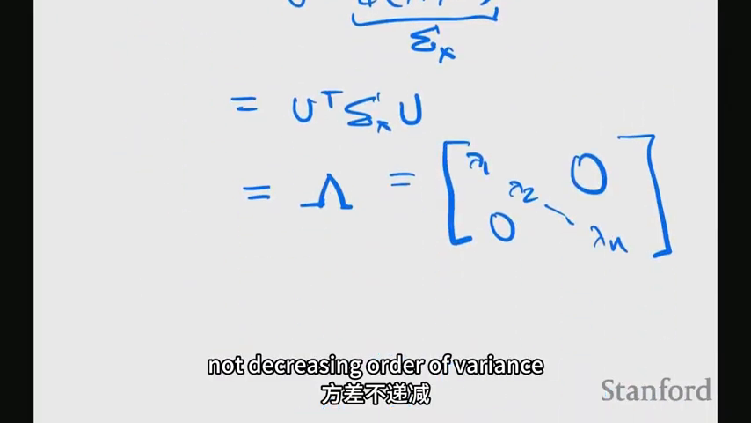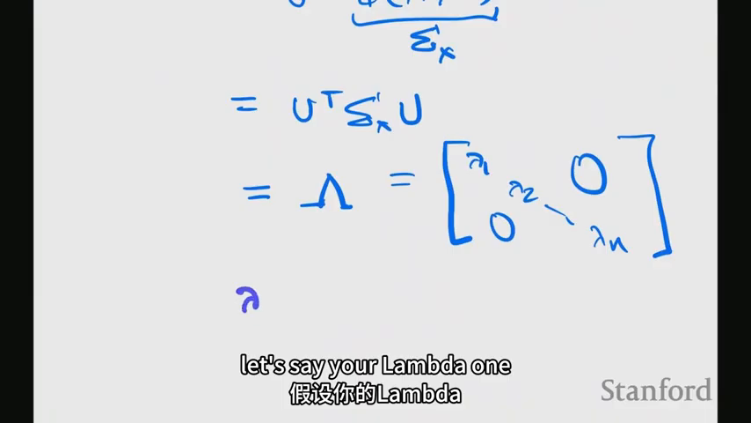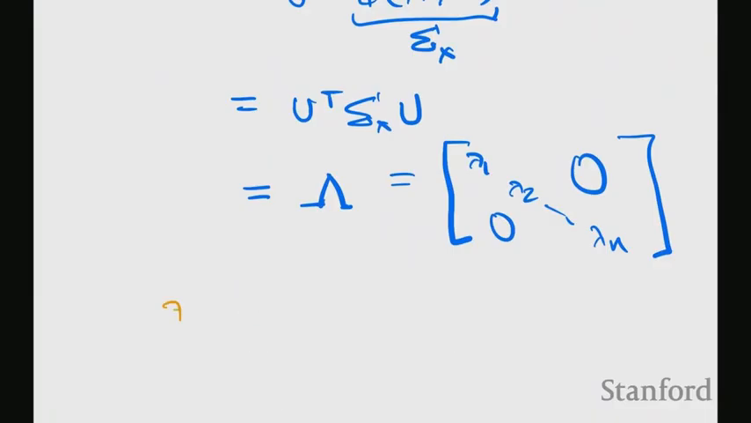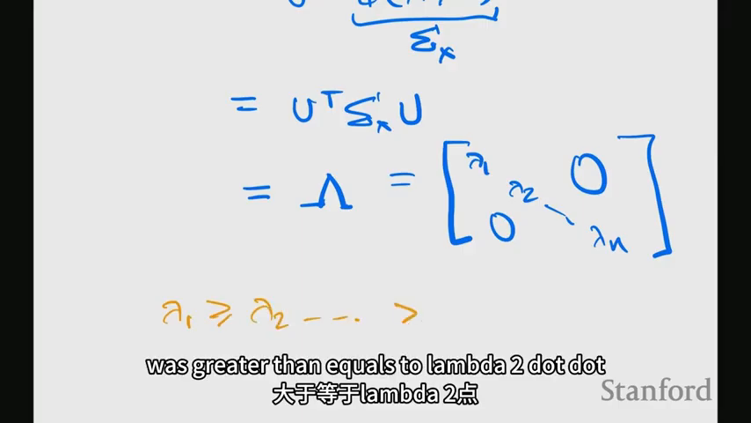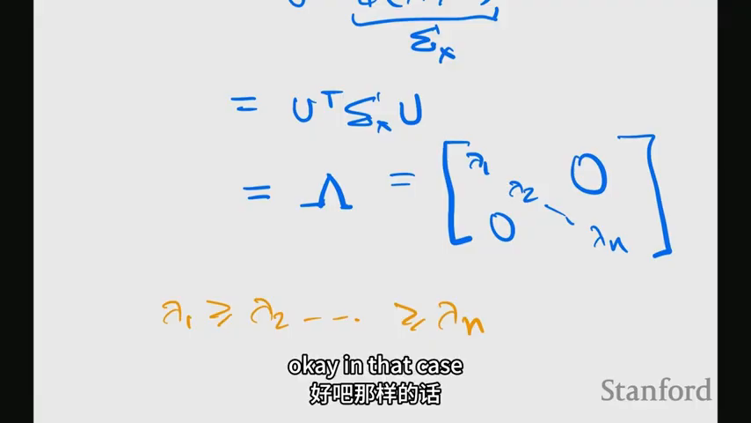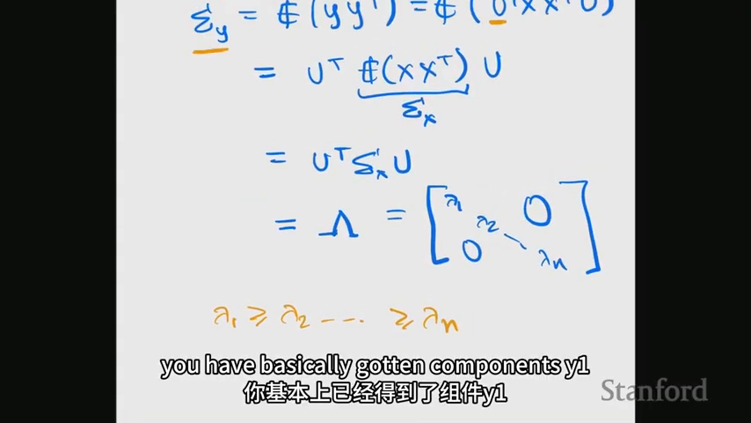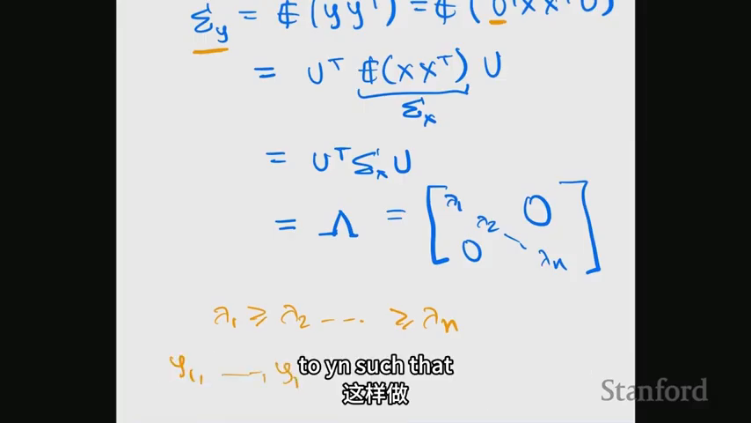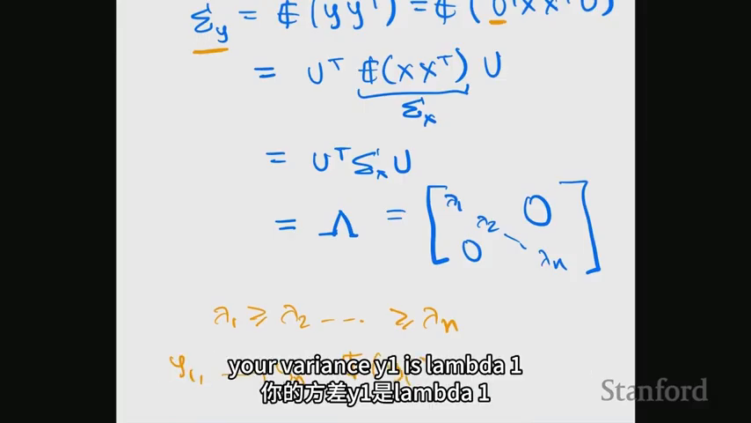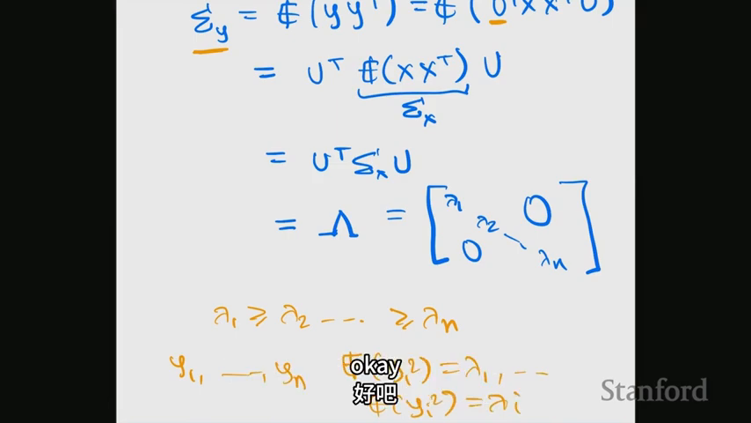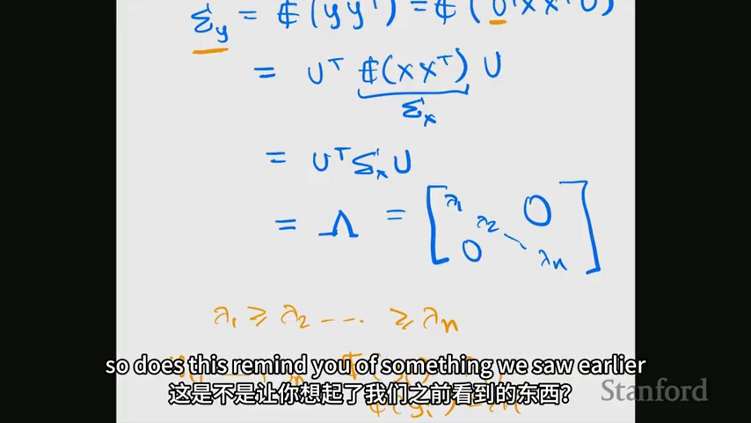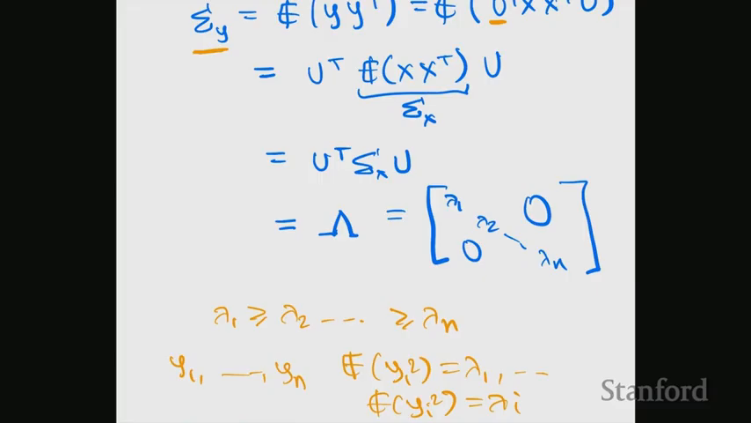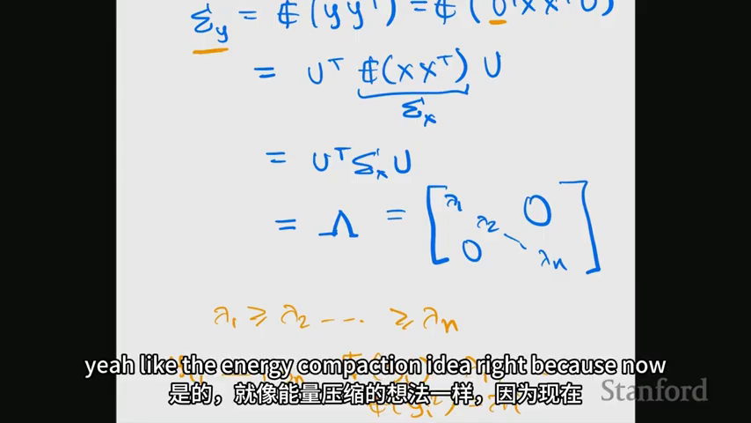What you can show is, let's say your lambda 1 was greater than or equal to lambda 2, and so on down to lambda n. In that case, you have components Y1 to Yn such that the variance of Y1 is lambda 1, and the variance of Yi is lambda i. So does this remind you of something we saw earlier in the class? Yeah, the energy compaction idea, right?